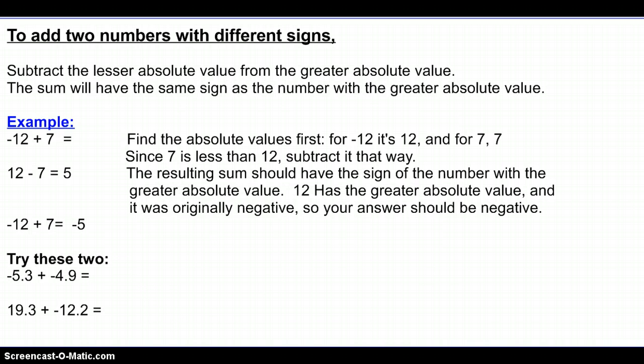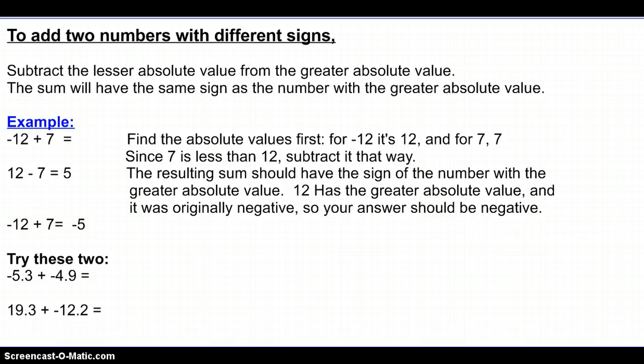If you're adding two numbers with different signs, you have to subtract the lesser absolute value from the greater absolute value. The resulting sum, the answer, will then have the same sign as the number with the greater absolute value. So in negative 12 plus 7, first you find the absolute values. For negative 12 it's 12, and for 7 it's 7.